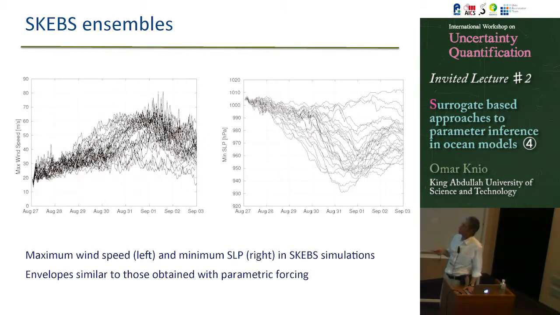For the stochastic ensembles, I'm fixing the initial conditions and I'm just seeing what happens, both to the maximum wind with time and the minimum sea level pressure with time. Then I do get envelopes that are similar to those that I would get by initial condition perturbations, which is good. At least these are of the same order of magnitude.